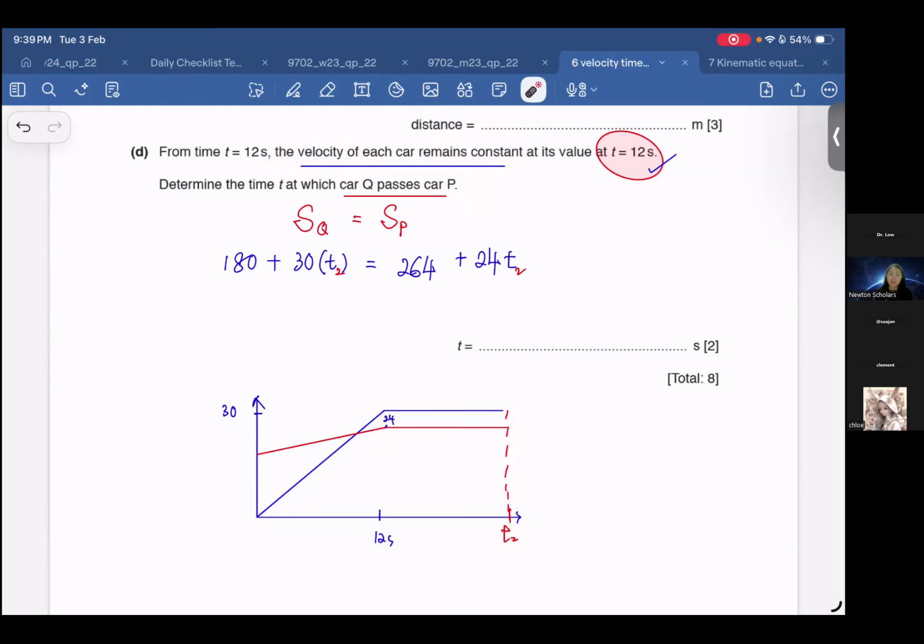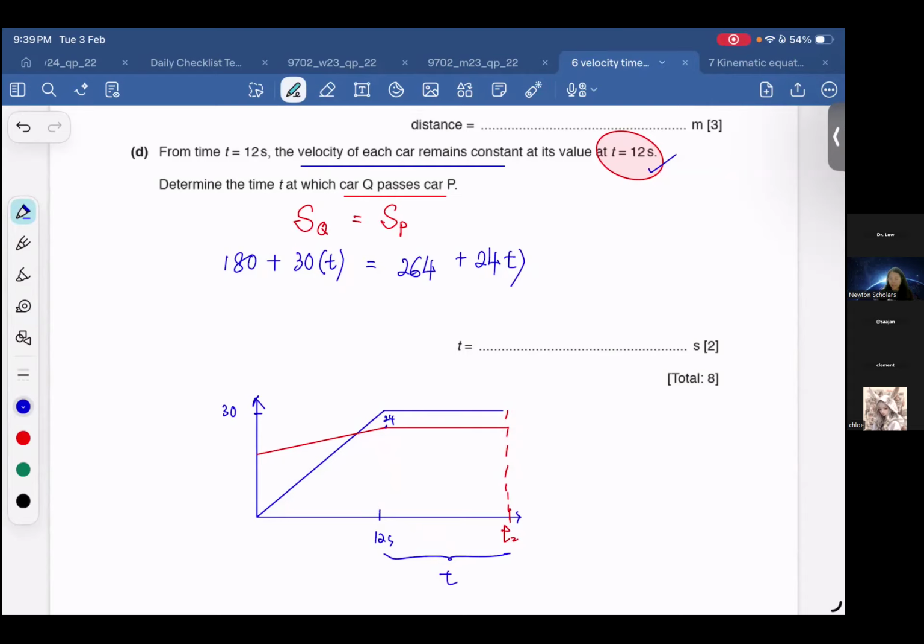Then for these two areas, the front area I already calculated just now, which is 180. Then plus this part, 30 times the time. The time here we don't know. We don't know t. Okay, this is t, not T2. The time in between. So from here to here is t.